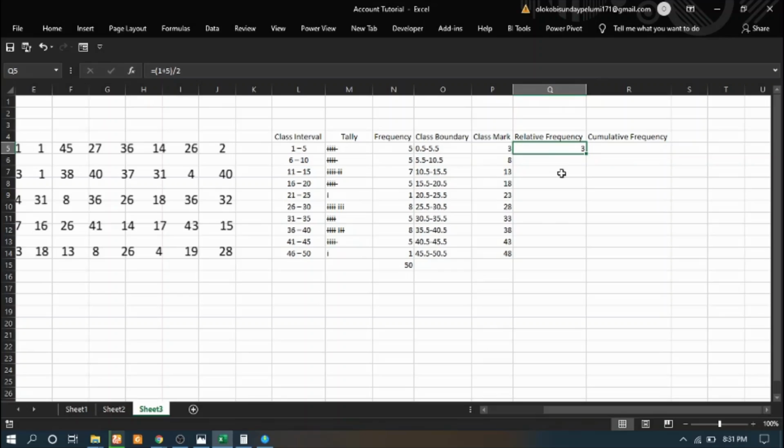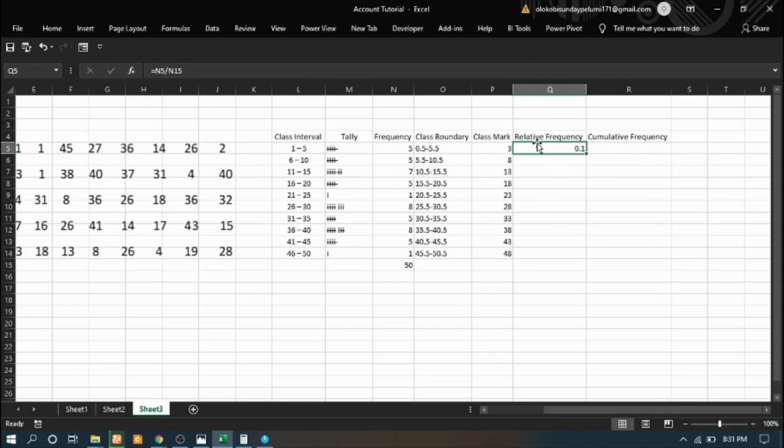Alright, let's take a look at how to prepare frequency distributions and cumulative distribution, how to include this in our frequency distribution. Alright, relative frequency is simply the frequency of a particular class relative to the total frequency. So it is the frequency of this class, which is 5. It will be equal to the frequency of this class, which is 5, divided by the total frequency, which is 50. So we have that.